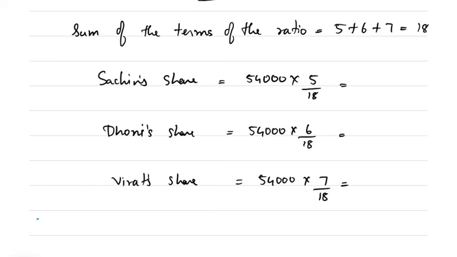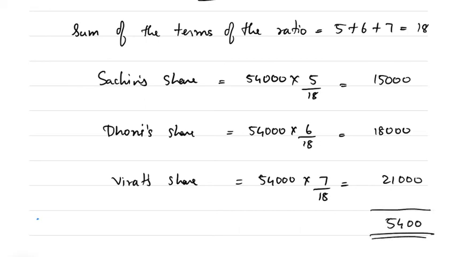Okay. Which comes to 15,000, 18,000 and 21,000. Total is 54,000. Okay. Let's solve the next problem.